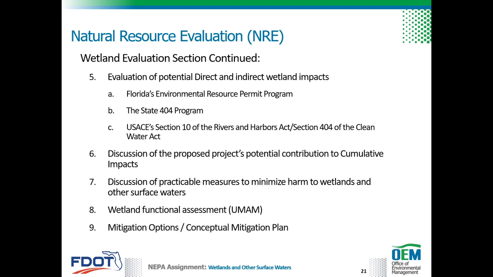6. A discussion of the proposed project's potential contribution to cumulative impacts on the identified wetlands. 7. A discussion of practical measures to minimize harm to wetlands and other surface waters. Minimization could involve measures included in FDOT's standard specifications for road and bridge construction, such as the installation of temporary turf, rolled erosion control products, sediment barriers, inlet protection systems, and other erosion and sediment control devices to minimize impacts to wetlands in the project area.